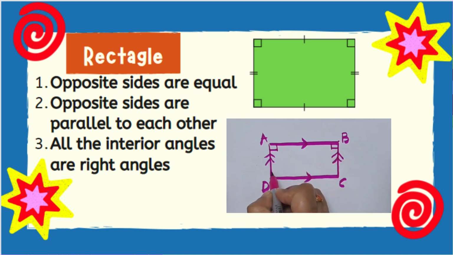What is the meaning of right angle? An angle which is exactly equal to 90 degrees is called a right angle. All the angles in the rectangle, that is angle A, angle B, angle C, angle D, all of them are right angles. I mean which is 90 degrees.